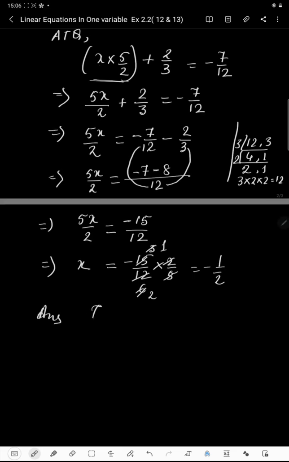So the required rational number is minus 1 by 2.